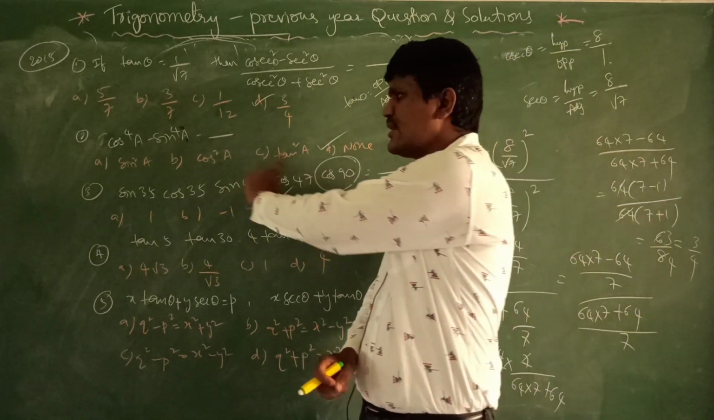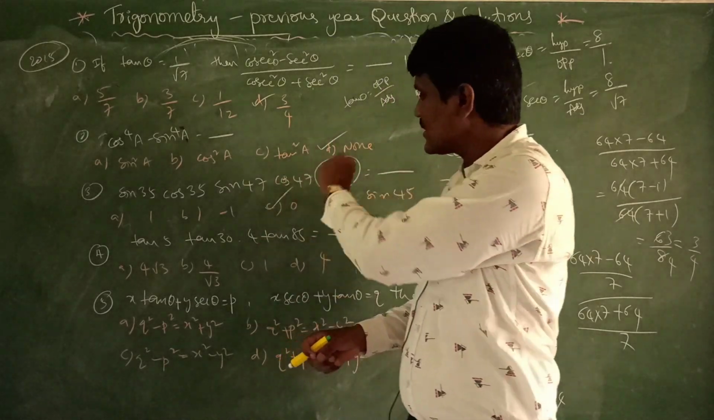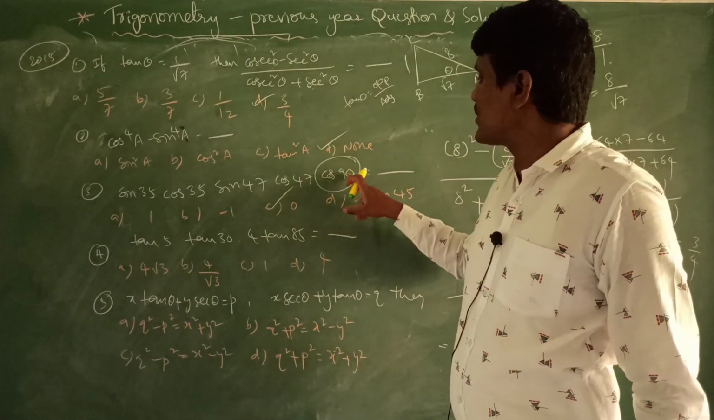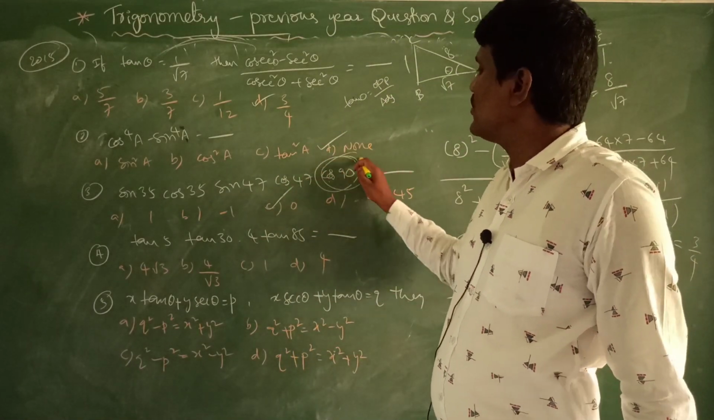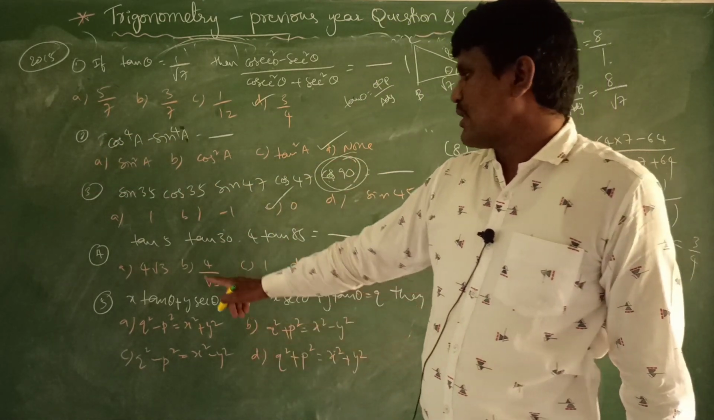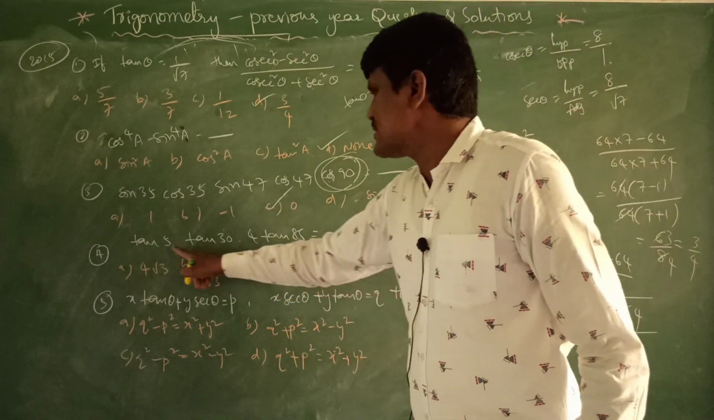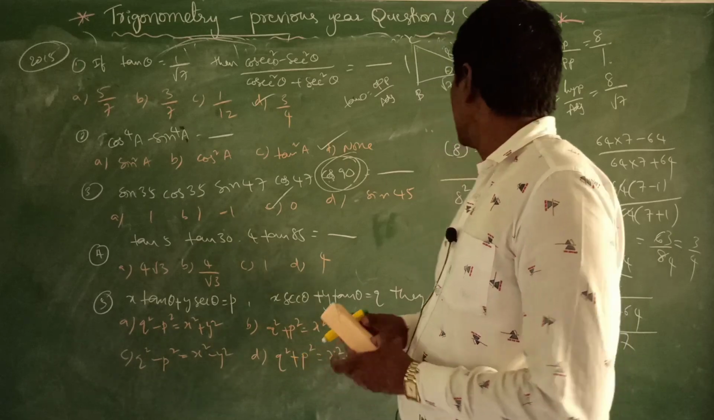Right? 0 into anything is 0. So we need not bother about these values. Directly search by which value it is coming as 0. So cos 90 is available. So whatever the values are there, the value is 0. Tan 5, tan 34, tan 85. So this type of problems we already know.